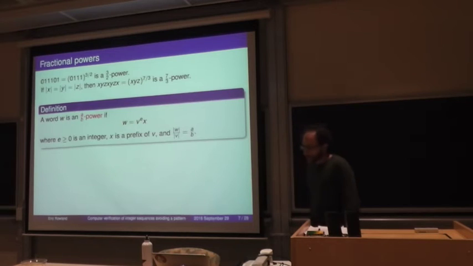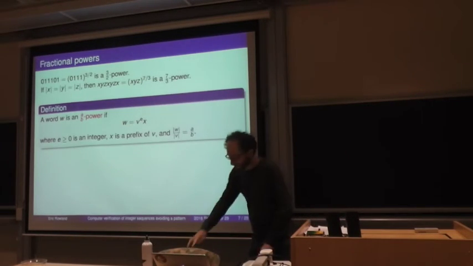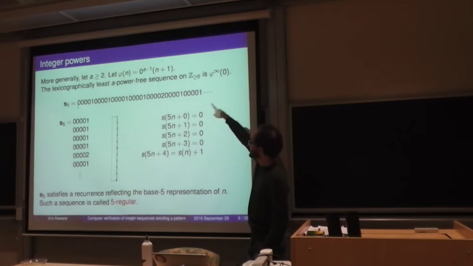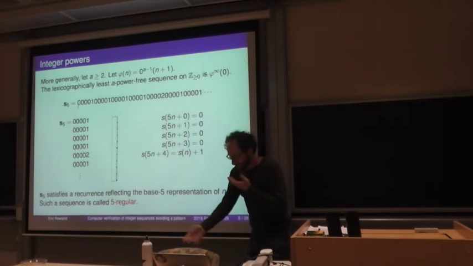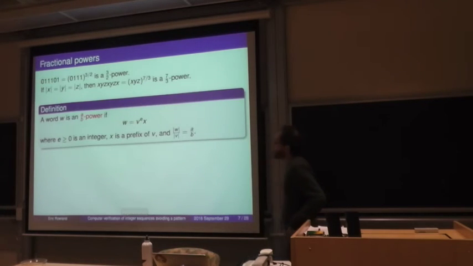All right, so integer powers are easy. We sort of know everything about them. So, all right, now is the previous slide. The lexicographically least power-free word is a fixed point of this morphism, and that's it. So, to make things interesting, we're going to look at fractional powers, and things get very interesting because, well, through a lot of work, we were able to figure out some things about this situation, but definitely not everything.